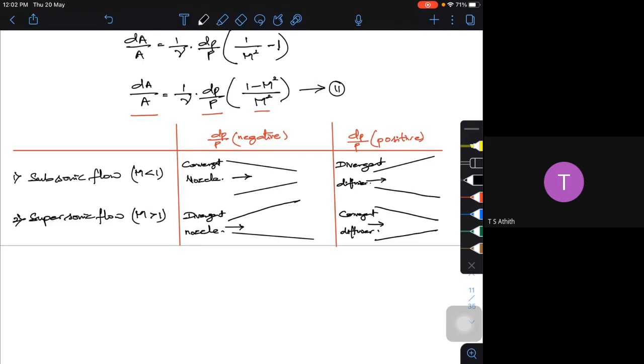Is that clear? Any clarifications, any doubt? Okay. Yes, sir. Fine. Okay, fine. I think we'll try to stop here.